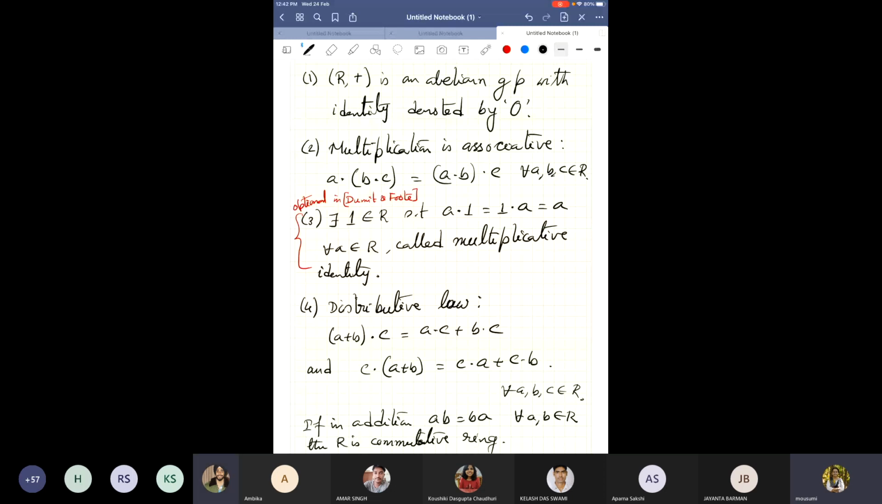Addition or multiplication? Ma'am, for a commutative ring, addition or multiplication? Multiplication, because I am already assuming in the hypothesis that R plus is an abelian group. So with respect to addition, it is already commuting. I'm assuming moreover that with respect to multiplication also it is commuting. Then only I am calling it a commutative ring. Okay. Fine.